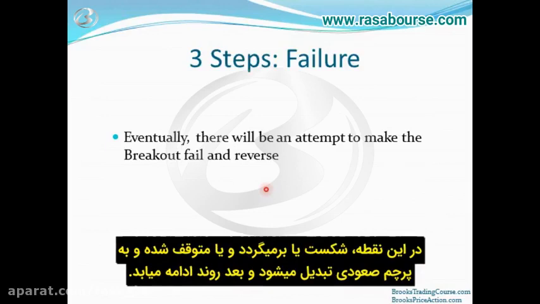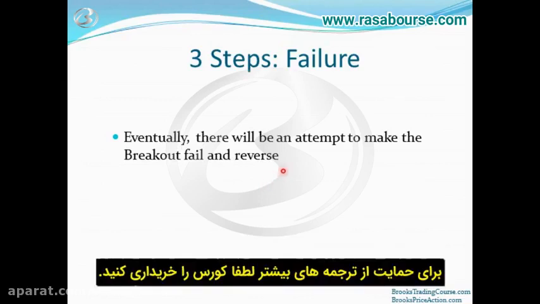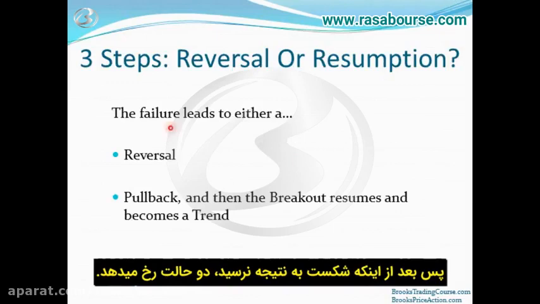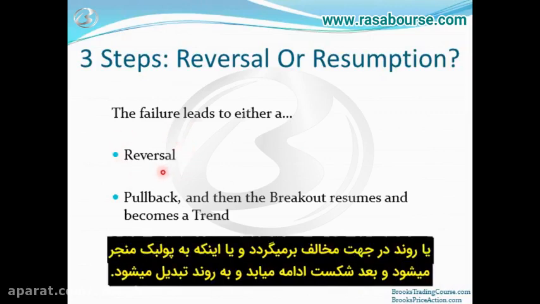And at that point, the breakout will either reverse or pause, become a bull flag, and then resume. So that failed breakout attempt either leads to a reversal of the breakout and a trend in the opposite direction, or simply a pullback, and then the breakout resumes and becomes a trend.